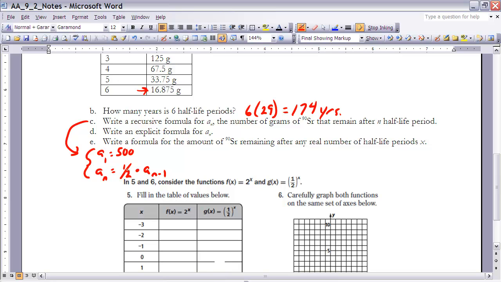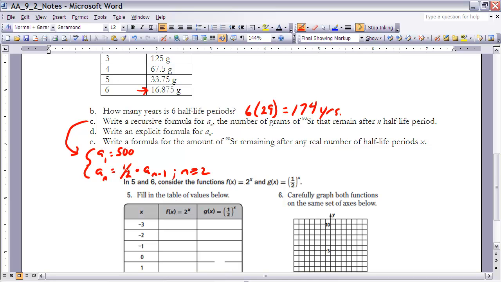It's going to be the same thing, but I'm trying to be consistent with what we did when we first were looking at geometric sequences. So if A sub 1 is 500, then A sub n is equal to, well, each half-life period, half of the particles remain, so my ratio between terms is 1/2. So it's going to be 1/2 times the previous term, A sub n minus 1, and that's for n values that are greater than or equal to 2. So that's our recursive formula.